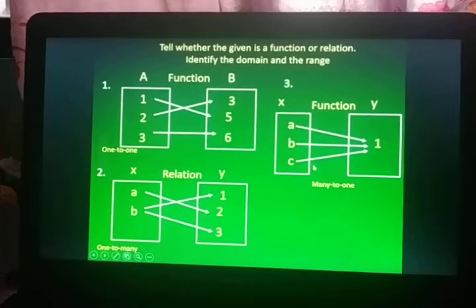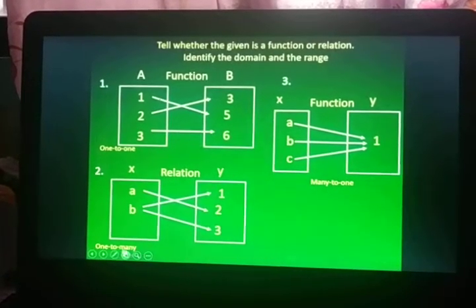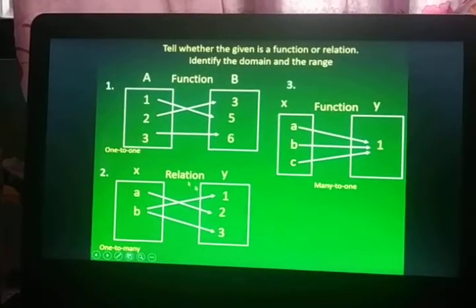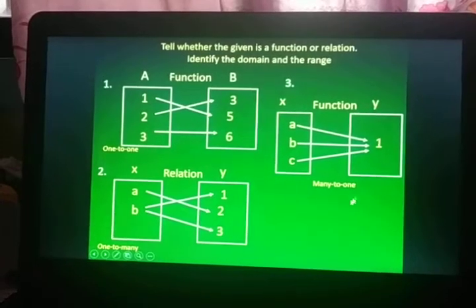Okay? So, sa tatlo ka correspondences class, only the one-to-many correspondence is called a relation. Ang one-to-one kag many-to-one is a function.